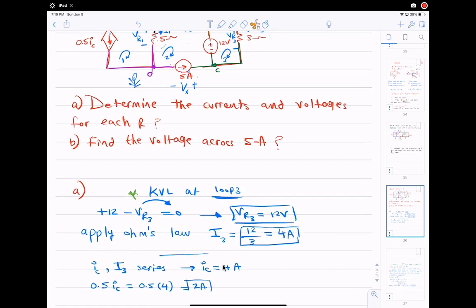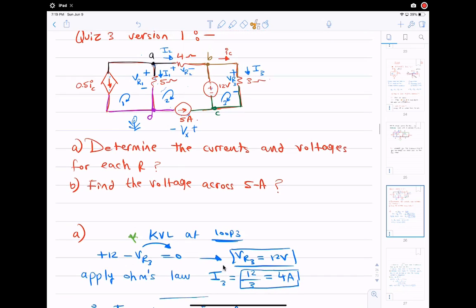Okay. Now the circuit has some known values, so we can continue further and find the other unknowns. I'm asked for all the resistor voltages and currents, and I'm asked for this voltage. We're going to continue this in the next video, so stay with us.